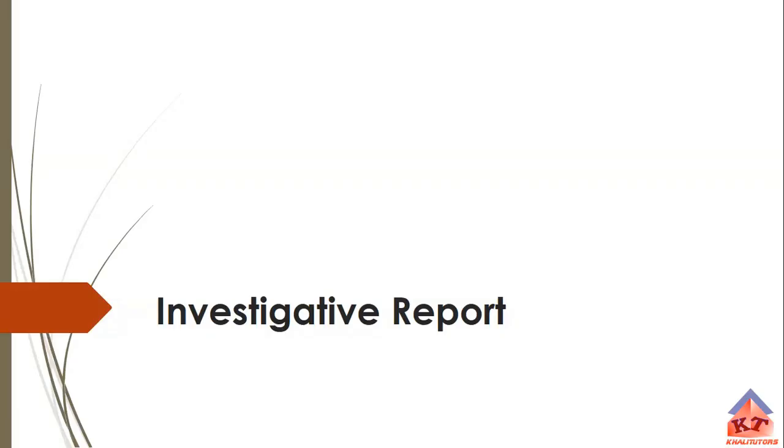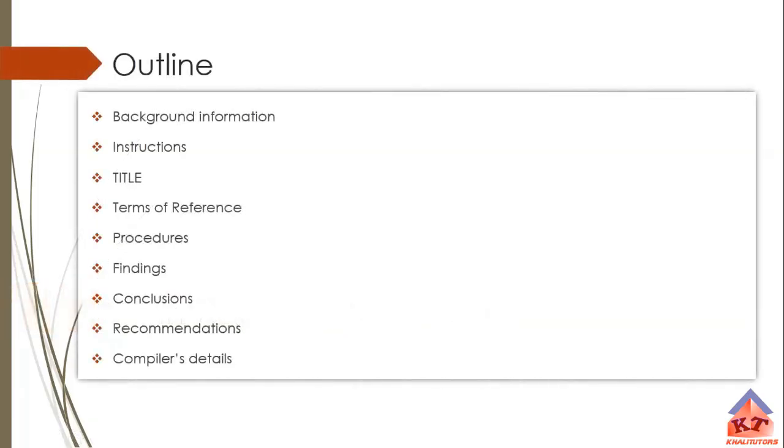In this tutorial series, you are going to learn how to write an investigative report. The structure of the tutorial series is as follows. We will first discuss the background information, then move on to the instructions. Both the background information and instructions come directly from your assignment question paper. After discussing those two, we are going to focus on the elements of an investigative report.